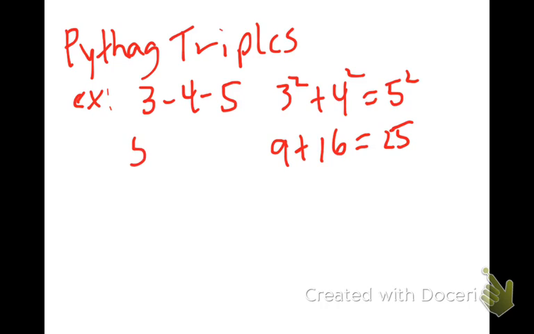Another example is 5, 12, 13. 25 plus 144 equals 169. All right. So those are the most common Pythagorean triples we use. There's a few others, but the numbers get kind of big.